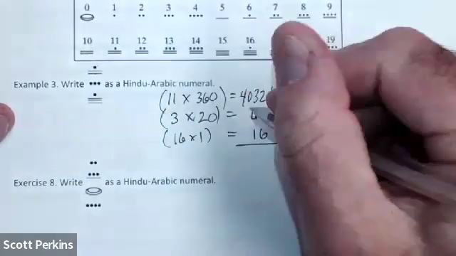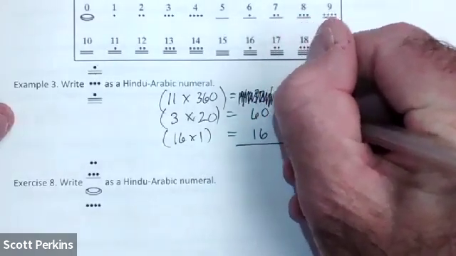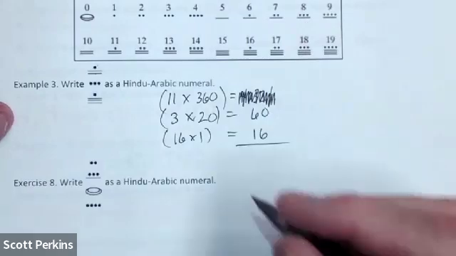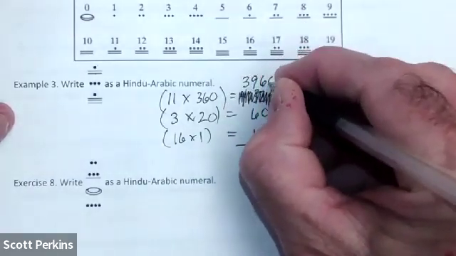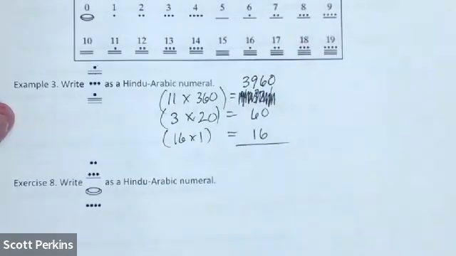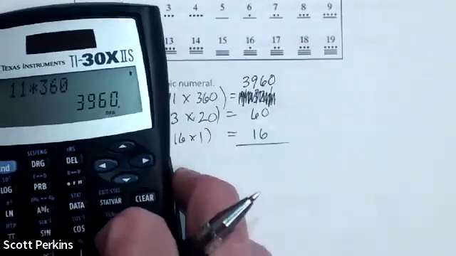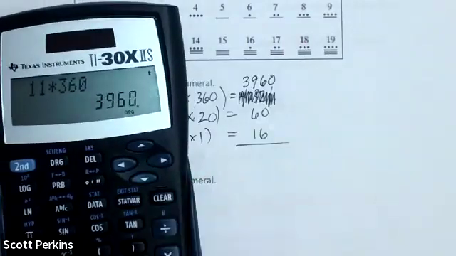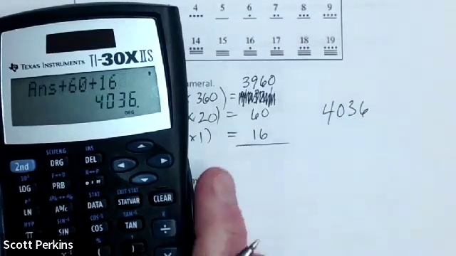3,960. I just totally messed that up. I don't have any white out, so let me just go. That was 3,960. Write that right above. My apologies for the poor calculator use. Let's see. So 3,960 plus 60 plus 16 turns out to be 4,036. And that is what that number would mean to us.